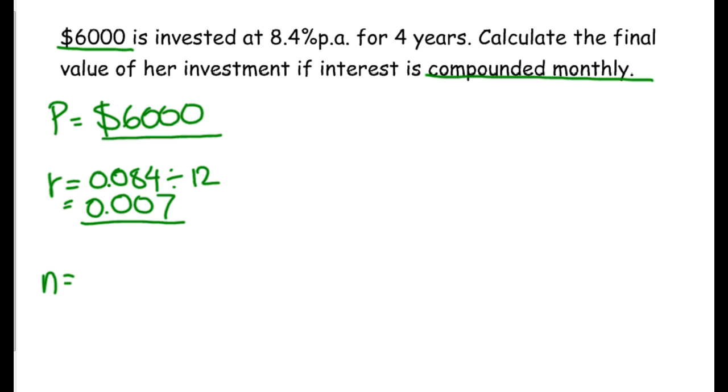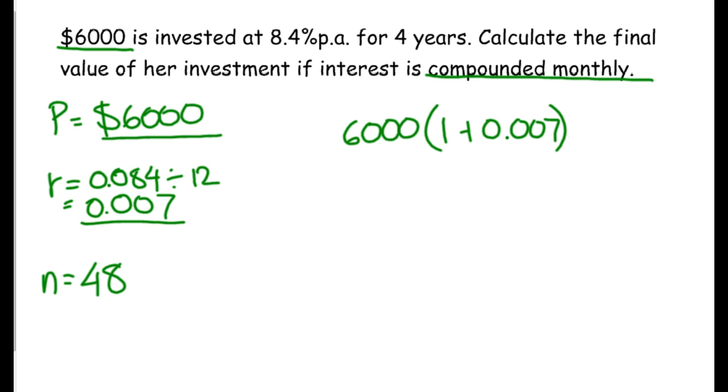And then my N, how many months in 4 years? 48. Okay, formula time, 6,000 times bracket 1 plus 0.007 to the power of 48. Put that in. I get 54,373.44. So that grows a lot. I mean, it is 4 years. It is quite a bit of time.